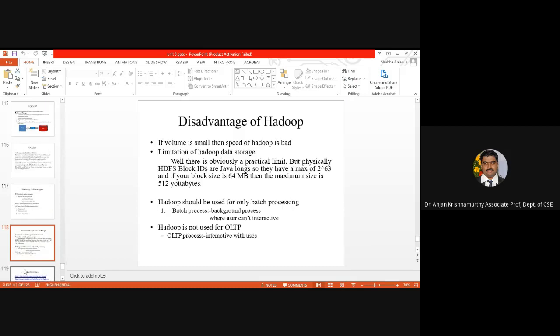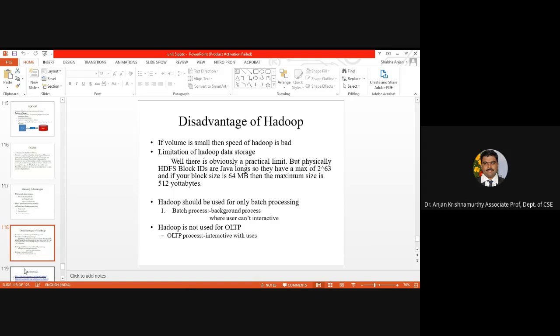The disadvantage of using Hadoop is that if the volume is very small, then there is no need for using Hadoop. The limitation of the data storage is that the physical data blocks of the Java should be 2 to the power of 64, and the block size should be around 64 MB. The maximum size that it can address with a node size of 4,000 nodes is 512 yottabytes. That is 10 times more than a zettabyte.